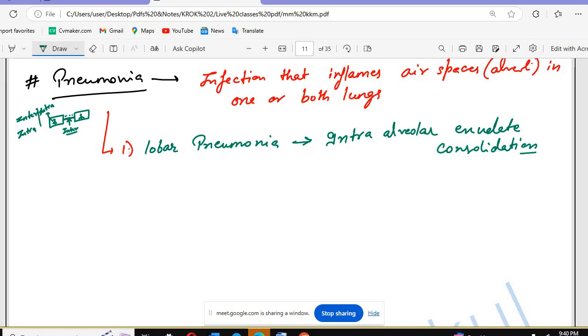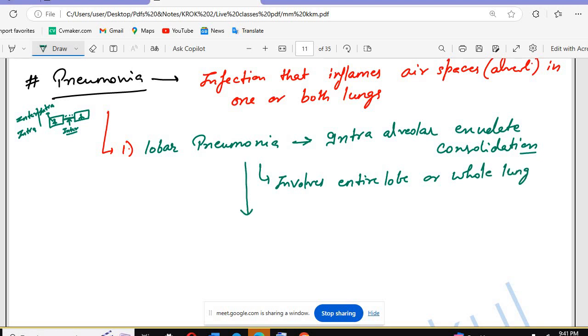So we have intra-alveolar, meaning inside the alveoli, you see the exudate, and due to that you see the consolidation. That is lobar pneumonia. Intra means inside the alveoli. The exudate will be there due to infections like pneumonia. Consolidation means it will collapse the lungs, or it will destroy the alveoli. So that's why it becomes intra-alveolar exudate consolidation. It involves the entire lobe, or it can involve the whole lung as well.